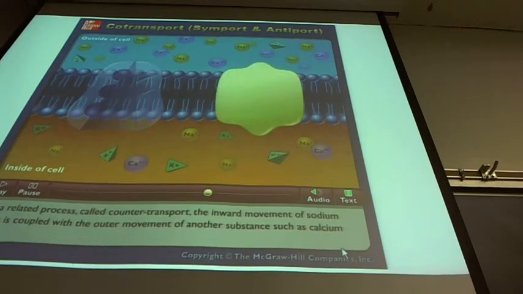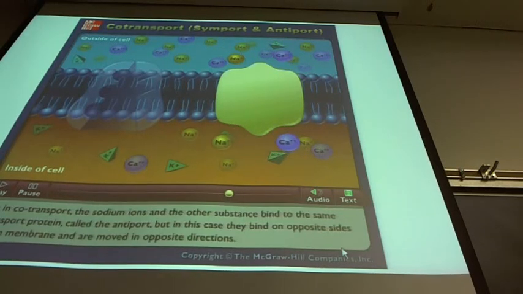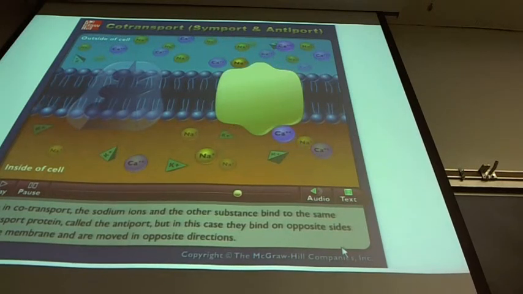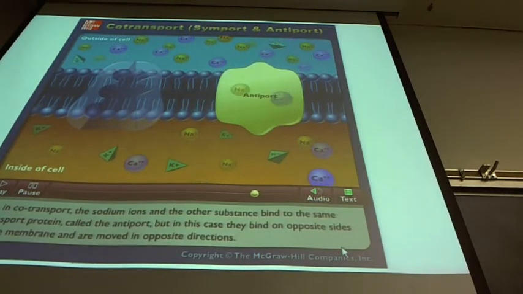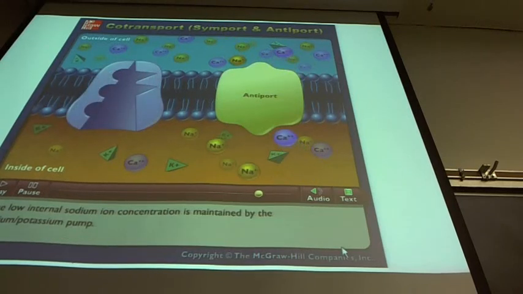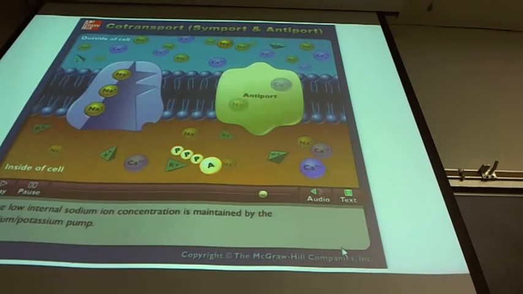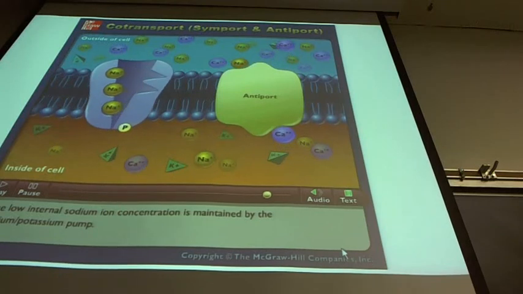In a related process called countertransport, the inward movement of sodium ions is coupled with the outward movement of another substance, such as calcium ions. As in cotransport, the sodium ions and the other substance bind to the same transport protein, called the antiport, but in this case they bind on opposite sides of the membrane and are moved in opposite directions. The low internal sodium ion concentration is maintained by the sodium-potassium pump.